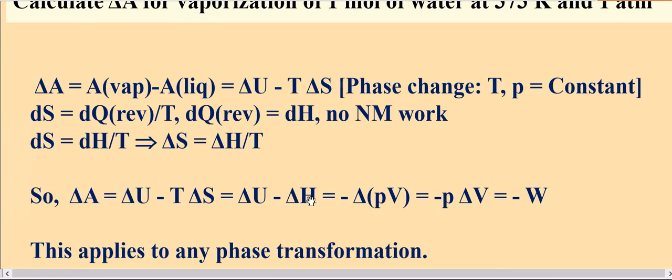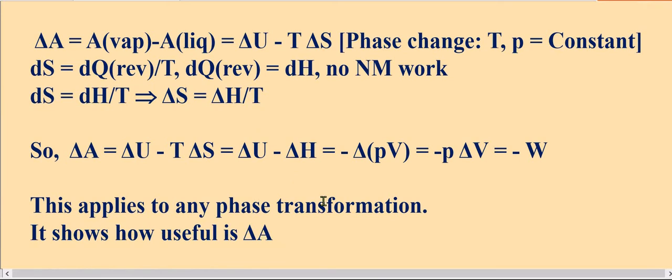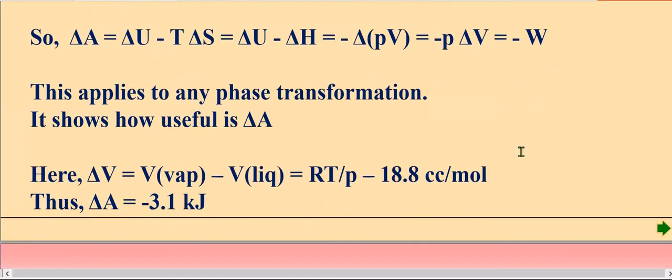So delta U minus delta H, so minus delta of PV, because delta H is delta U plus delta of PV. And since the pressure is constant, delta of PV means P delta V. So it is minus W, the negative of the total work. And this also applies to any phase transformation, and it shows the usefulness of delta A. So delta A is linked with the negative of work, and delta G is zero for a phase transformation.